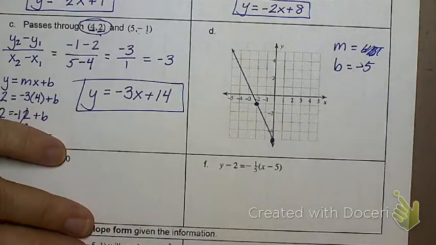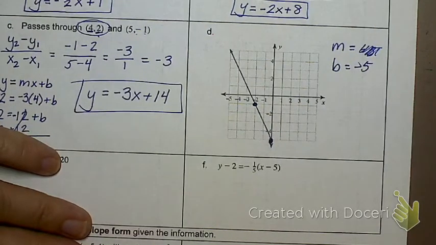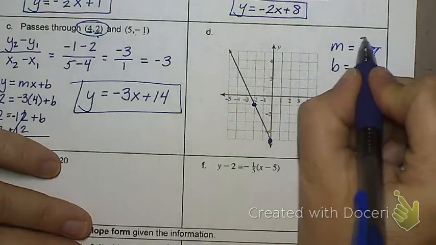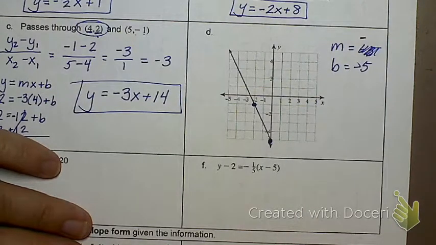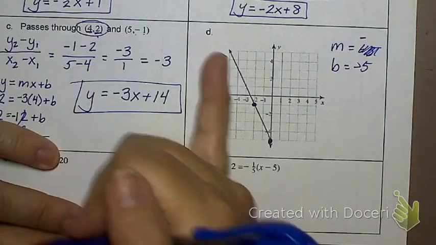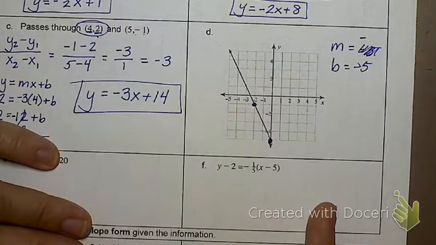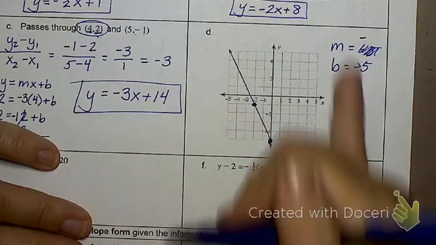Now I have a question. Is my slope going to be positive or negative? Negative. Why? Because we read a graph from left to right, and if you look from left to right, we're going downhill. That makes the slope negative.